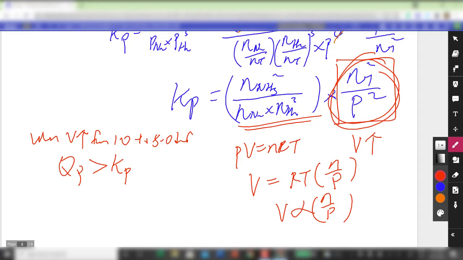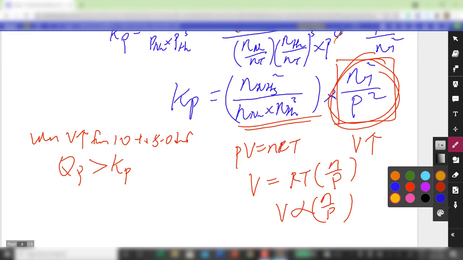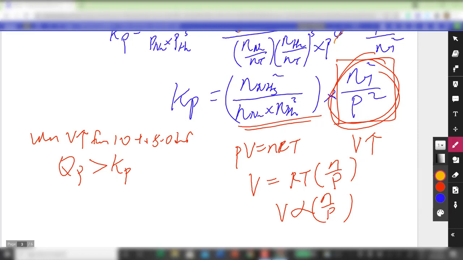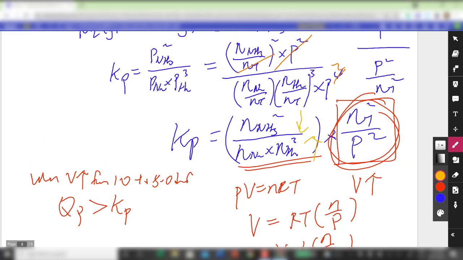So if Qp is greater than Kp, how do I adjust the position of equilibrium so that equilibrium will be restored? From our usual analysis in the tutorial, in order for equilibrium to be restored, the amount of ammonia must drop, which means the numerator must decrease in value and the denominator must go up in value. For that to happen, the position of equilibrium must shift to the left. It's pretty important to be able to analyze things from this particular perspective.